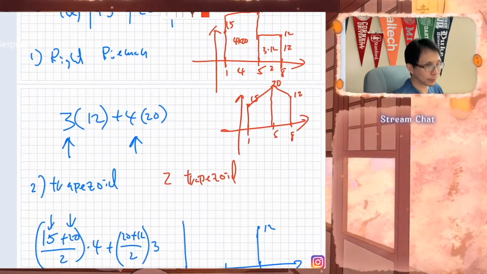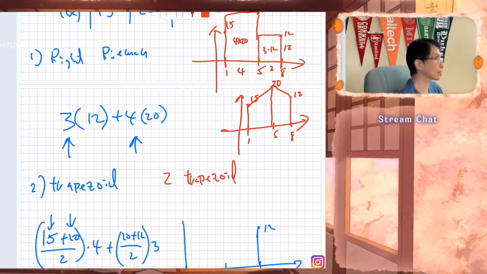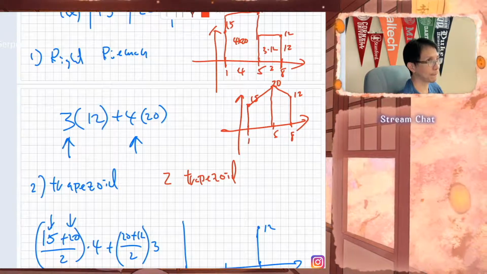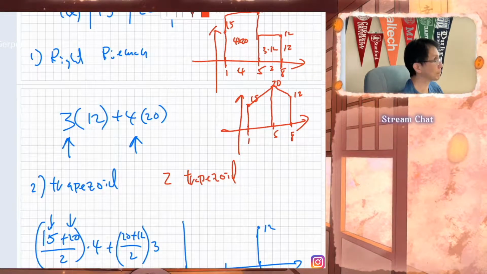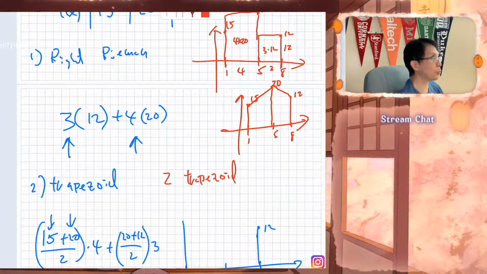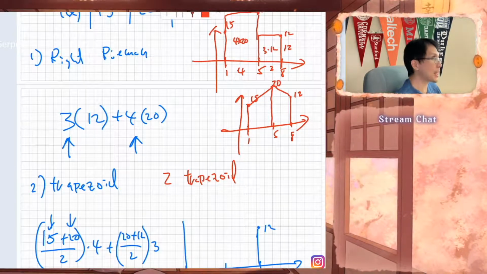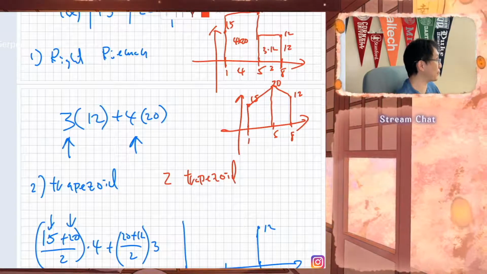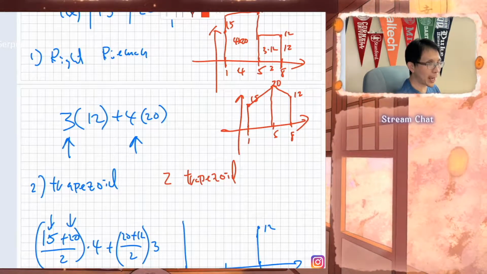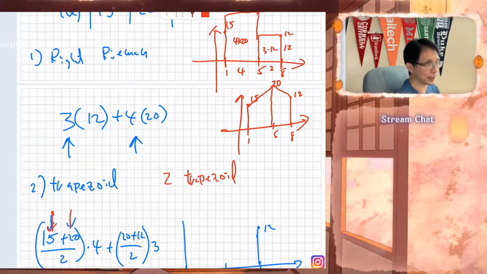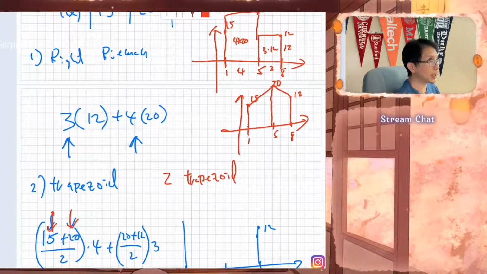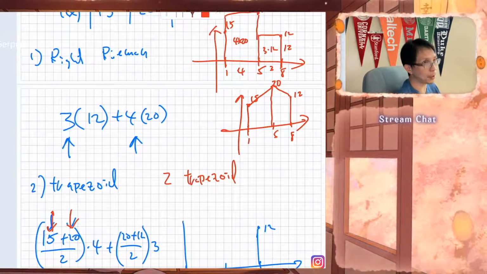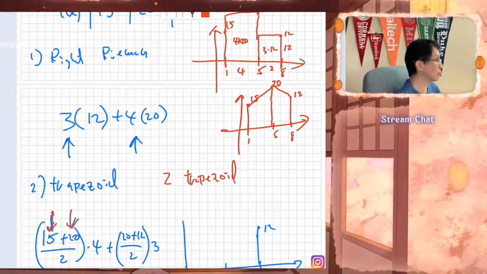35, that would do 17.5 times 4. Here are the 2 sides, 15 and 20. And remember, the nicest thing is you don't have to evaluate on the AP exam if you don't have time. You write it out like this. Look, 15 plus 20 over 2 times 4, plus 20 plus 12 over 2 times 3. You're done.